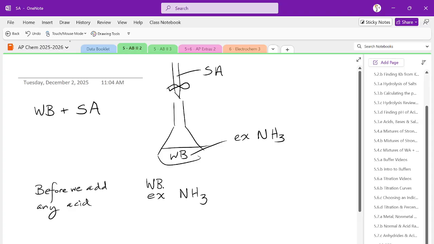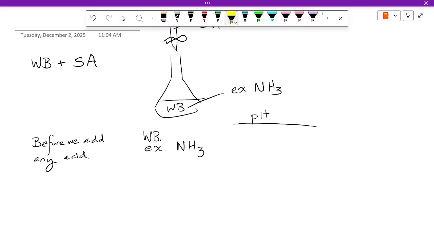So how would you find the pH? You have a weak base. How do you find the pH? RICE and Kb. Just like you did on the quiz. Yes? You're given a weak base. Before you add any acid, you've just got weak base. Yes? Okay.